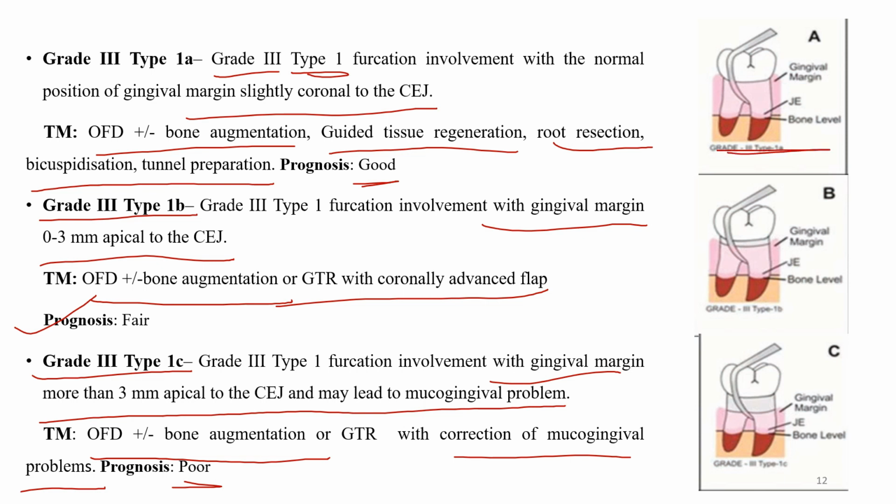So here we can see that there is horizontal bone loss. There is no vertical component involved in all three of them, but the position of the gingival margin is changing. First of all, the gingival margin was at the CEJ or coronal to the CEJ. Then it recedes 0 to 3 mm apical to the CEJ, and then it further recedes more than 3 mm apical to the CEJ. So that is how it is grade 3 type 1 A, B, C.